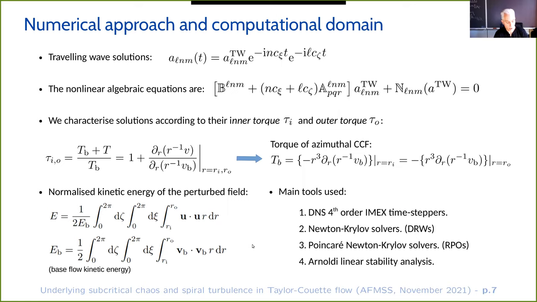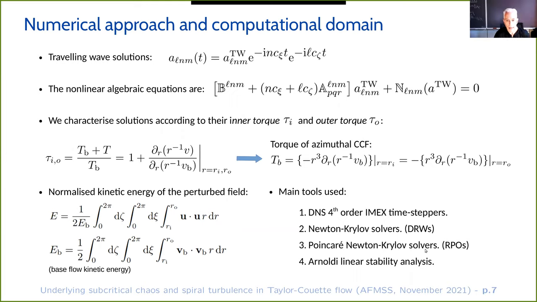So in this work, we have used different kind of numerical tools. On the one hand, we integrate in time the Navier-Stokes equation using a fourth order implicit-explicit, or IMEX, time stepper. To find drifting rotating waves, we use Newton-Krylov solvers, okay, in order to solve this nonlinear algebraic problem. And later on, in order to capture relative periodic orbits that bifurcate from these drifting rotating waves, we are using a Poincaré Newton-Krylov solver.